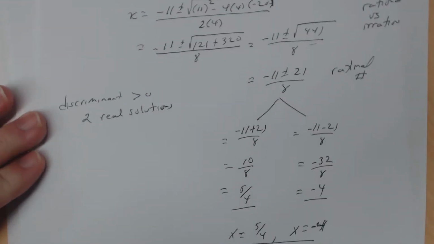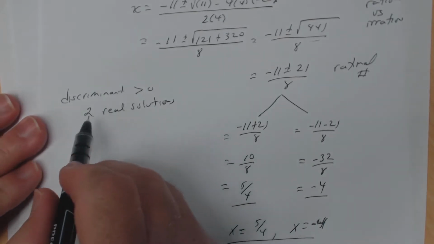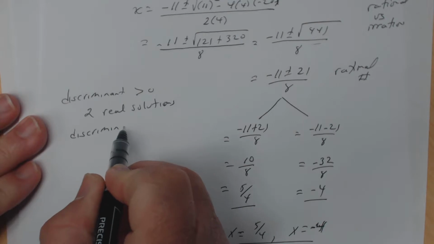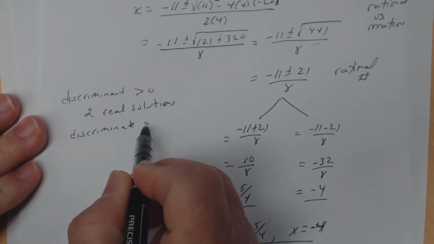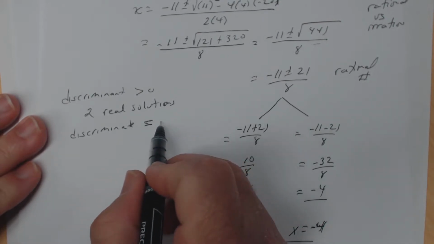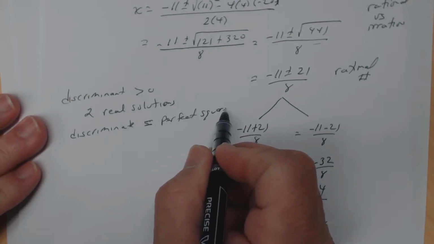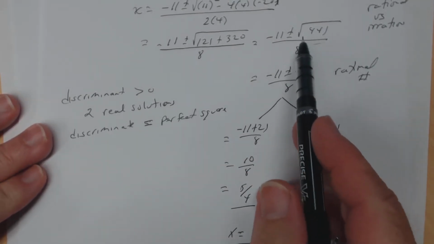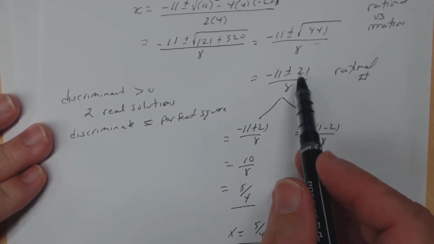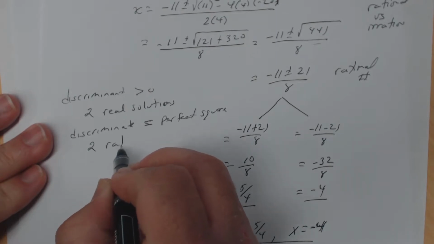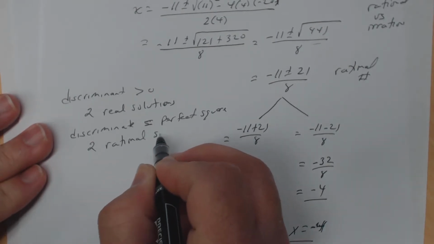Okay, so your solutions were real numbers. In particular, though, the discriminant is equal to a perfect square. Since it's equal to a perfect square, when I take the square root, I get a whole number. So this is going to be a rational number. So I get two rational solutions.